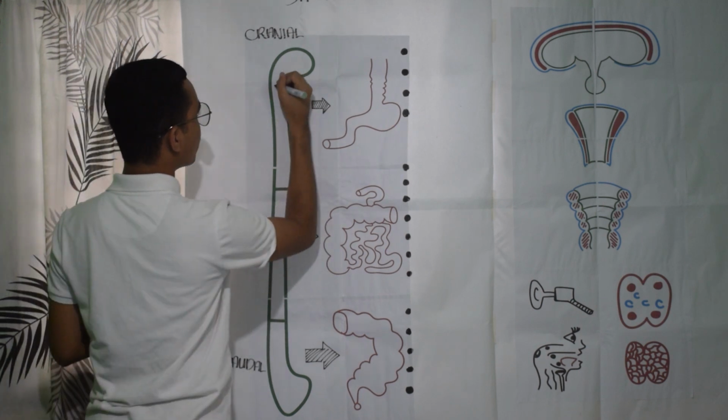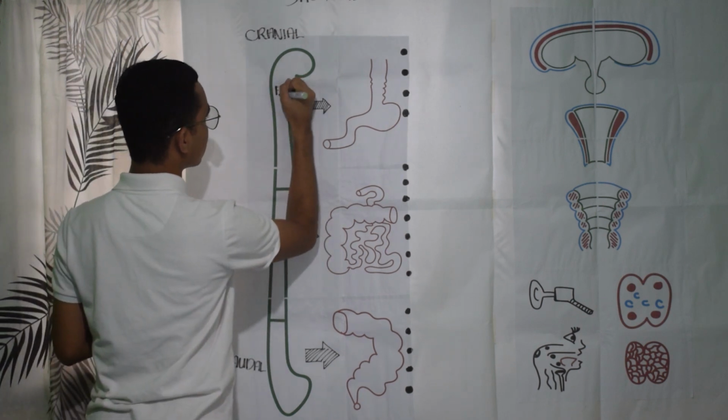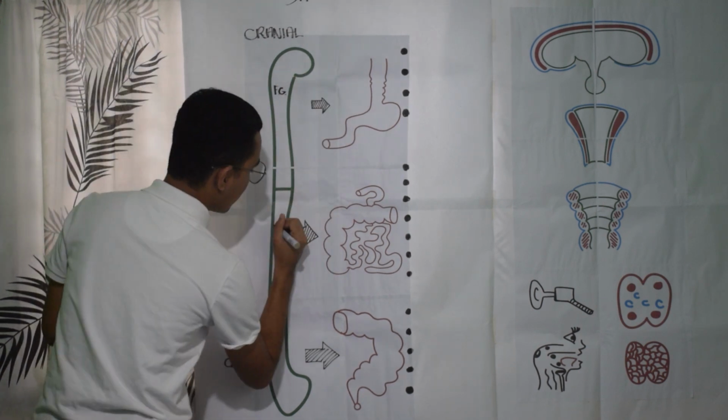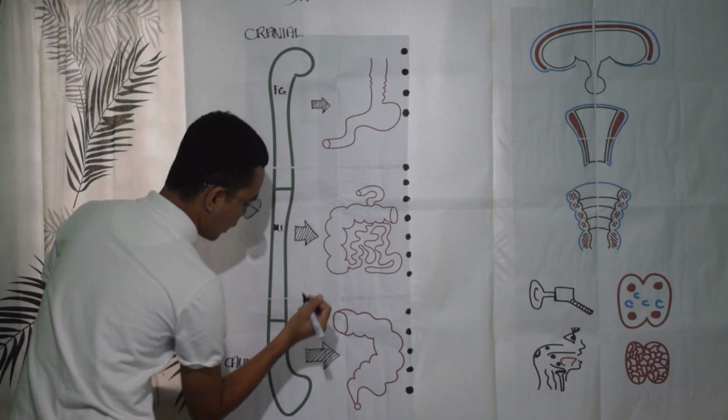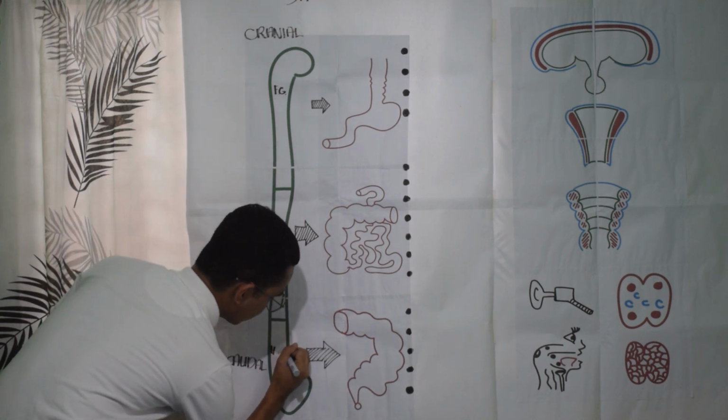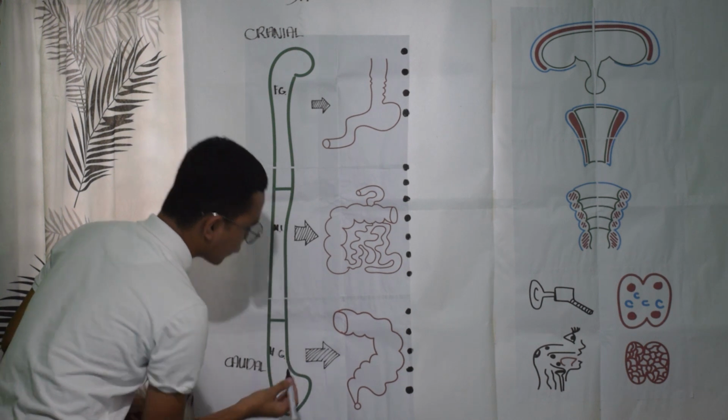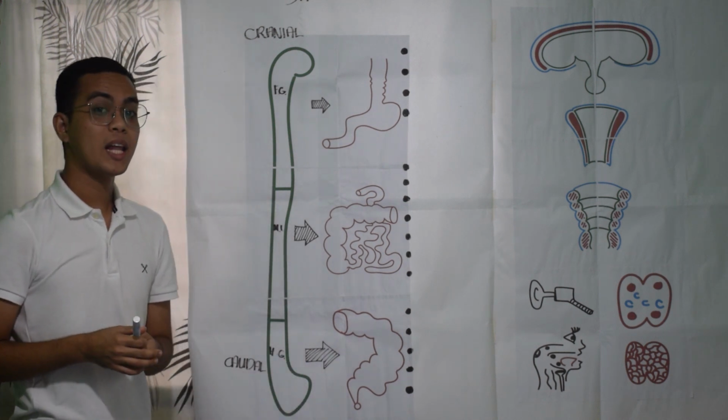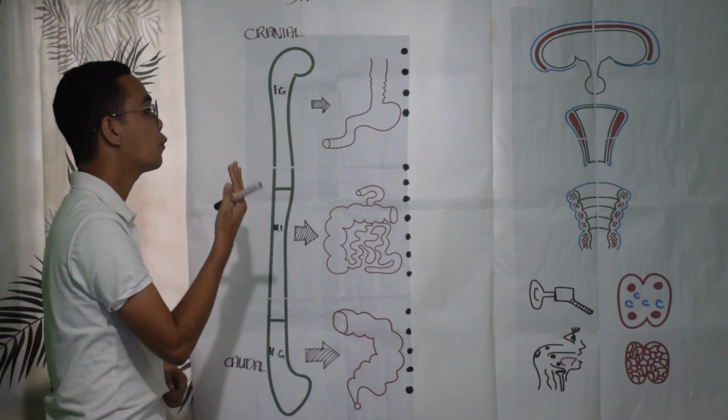Here is our foregut, the midgut, and the hindgut. In this report, we will know what will happen to these three regions.